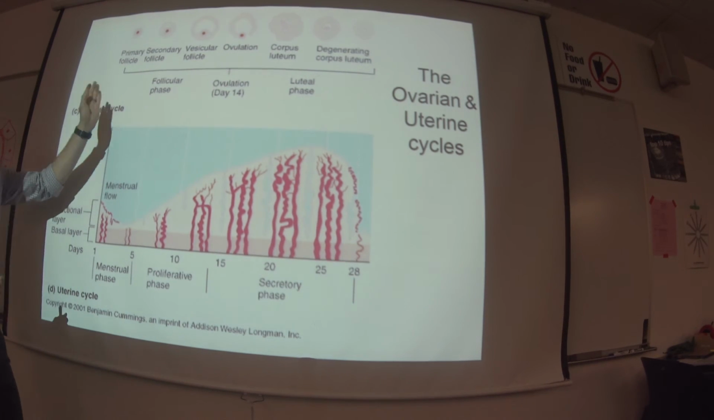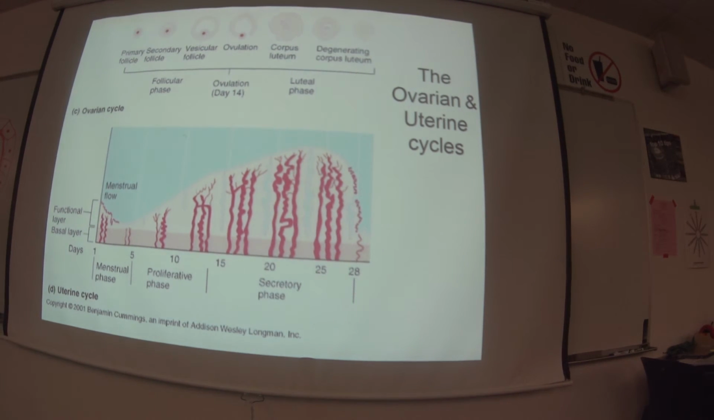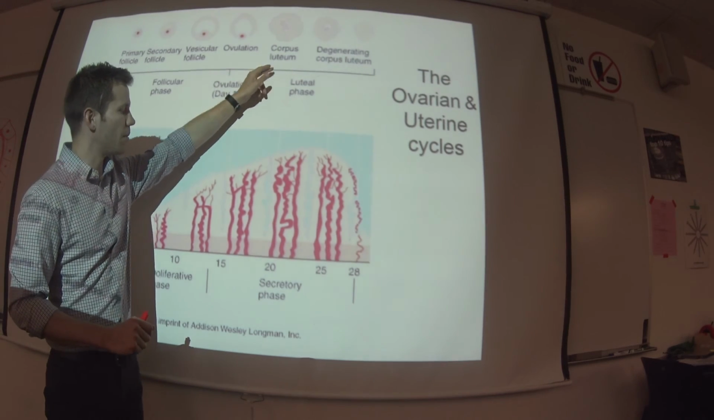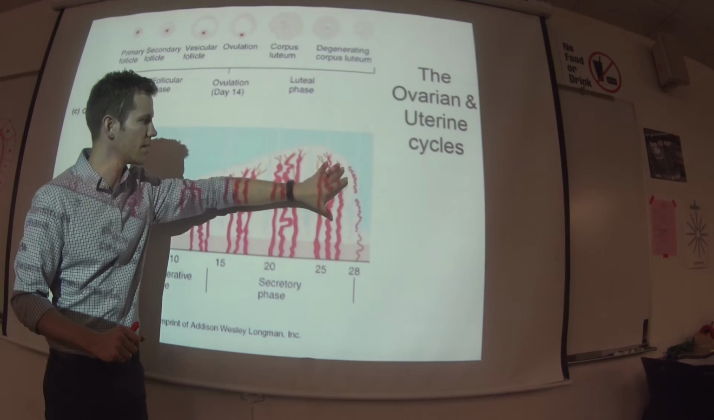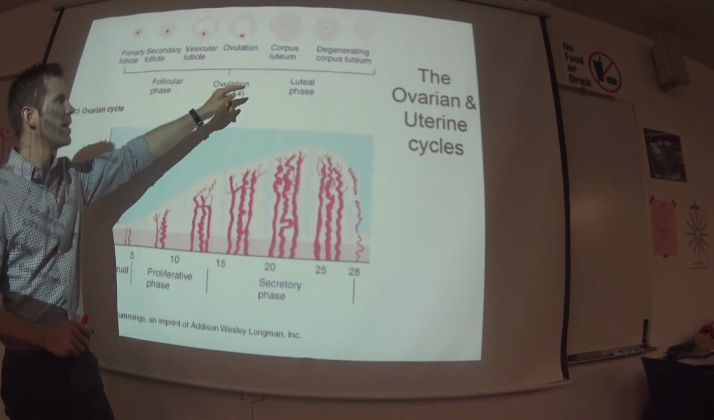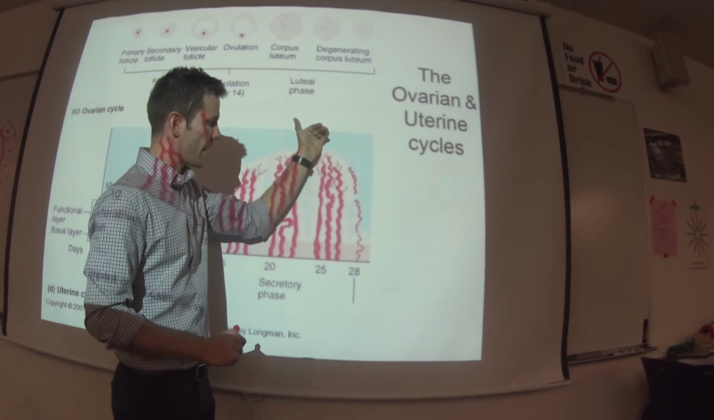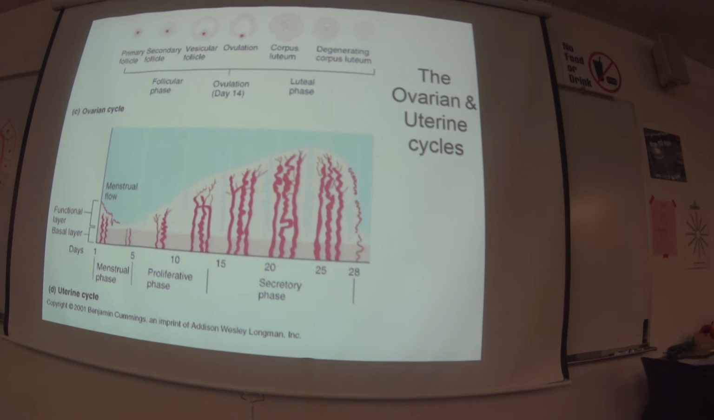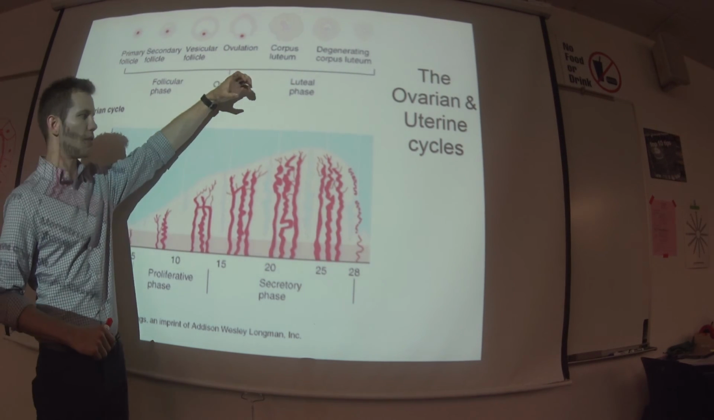If you look at the top of the image, it lines up time-wise with the different phases of follicular development. So down here, when this is going on in the endometrium, this is what's going on in the ovary. And so here's this corpus luteum maintaining the uterine lining with progesterone, and then it degrades, and that's why the endometrium also degrades.